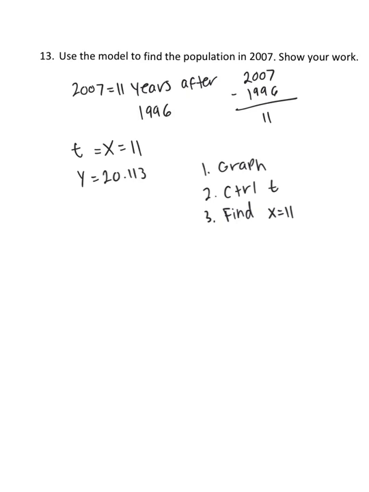So that is in thousands. So that is 20.113 thousand people. It's not 20.113 people, it's 1,000 people. Okay.